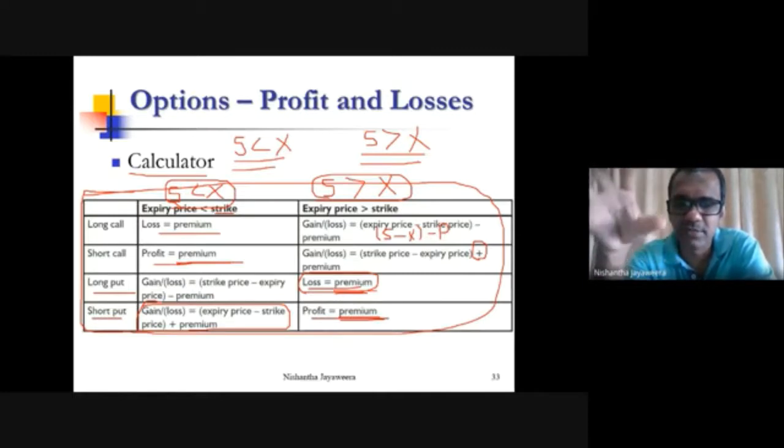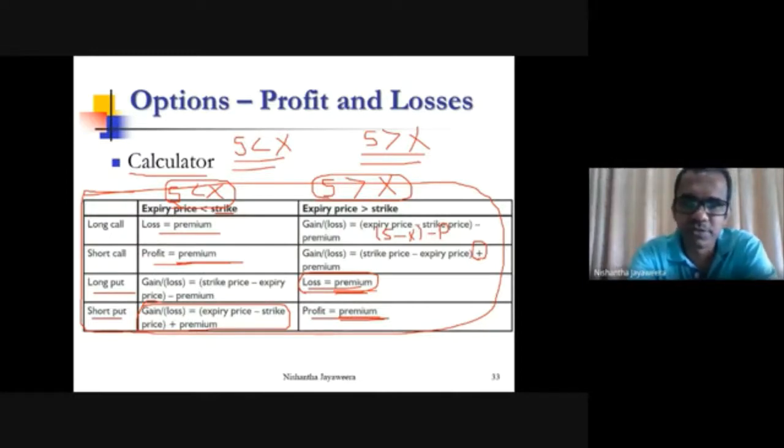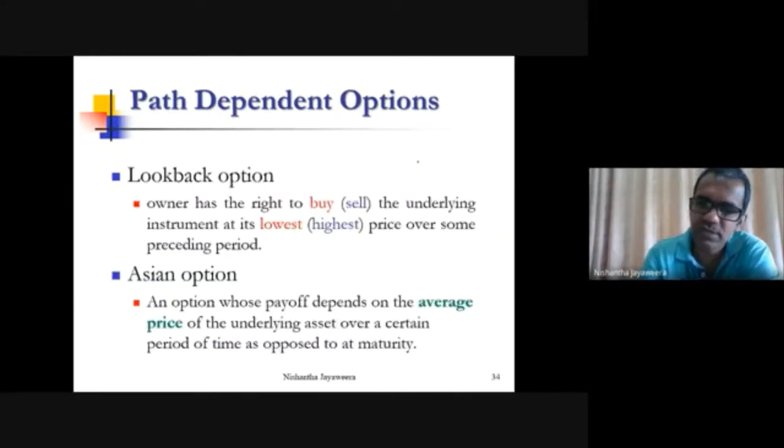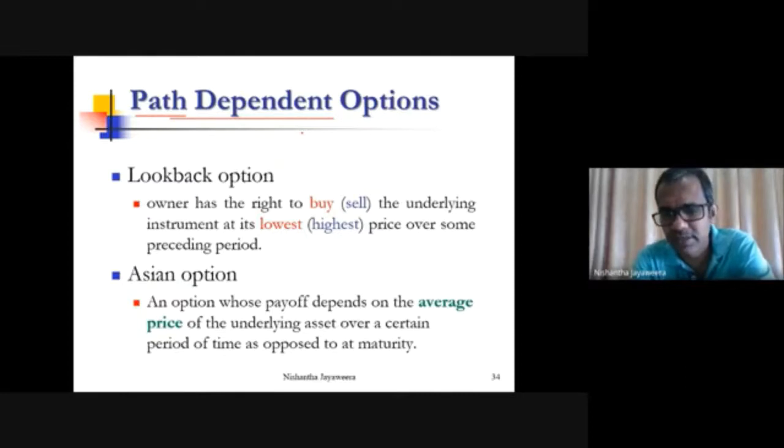So there can be four combinations: American style call options, American style put options, European style call options, and European style put options. Now we are going to discuss a few more types of options which depend on the price path of the underlying asset, because, as I mentioned earlier, the strike price is fixed.